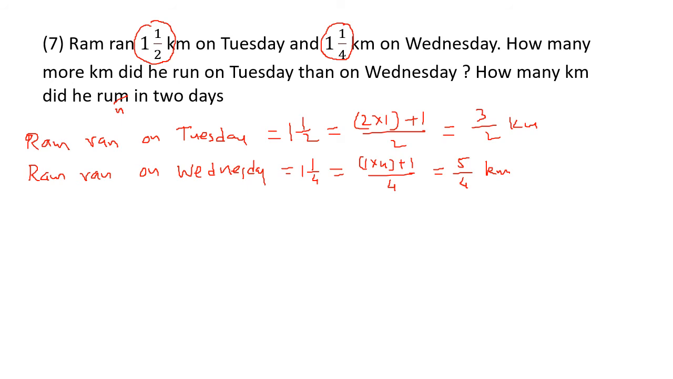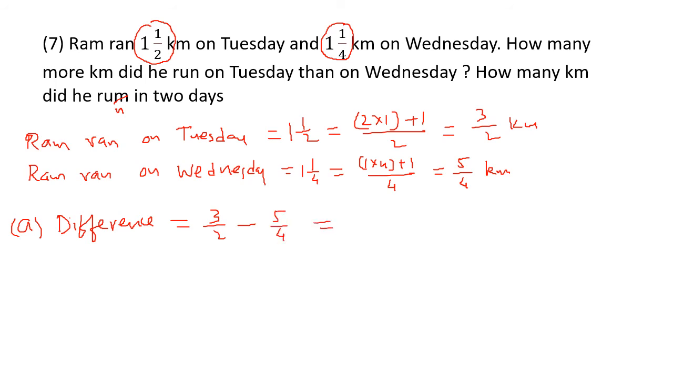Right? So the first part of the question, let's take part A. How many more kilometers did he run on Tuesday than on Wednesday? So that is difference. It is asking the difference of kilometers. So the difference will be, okay, Tuesday was more, so 3 by 2 minus 5 by 4.